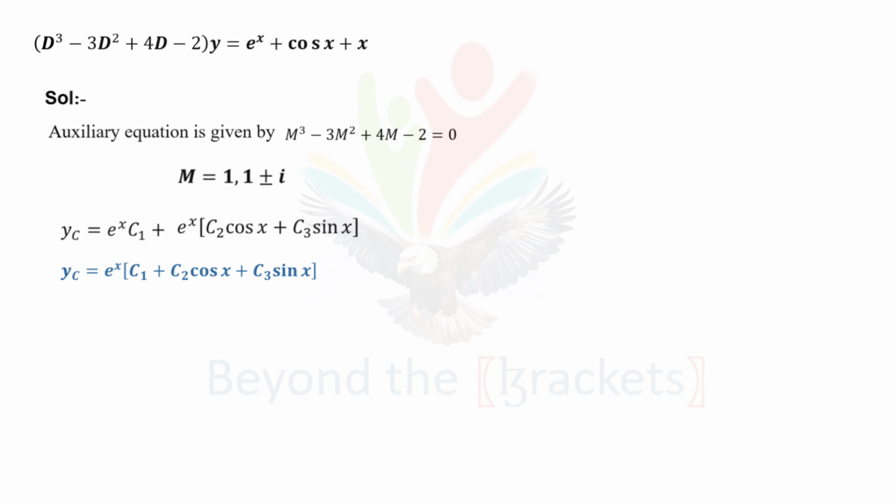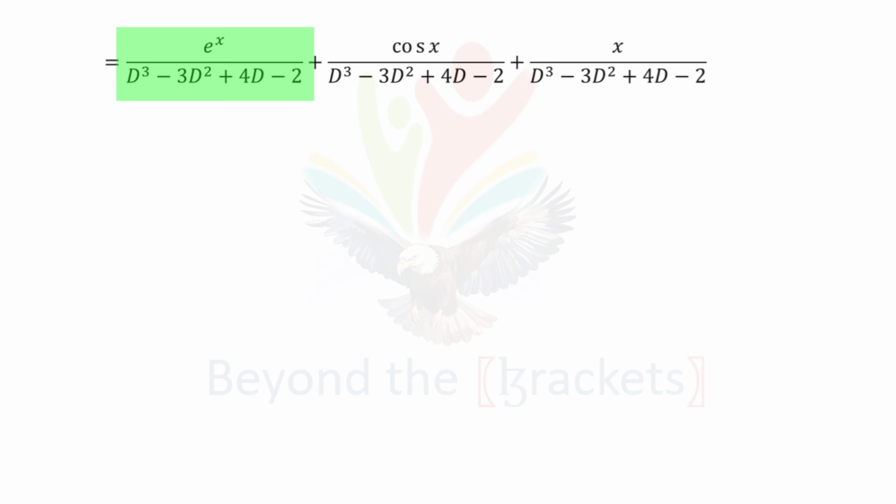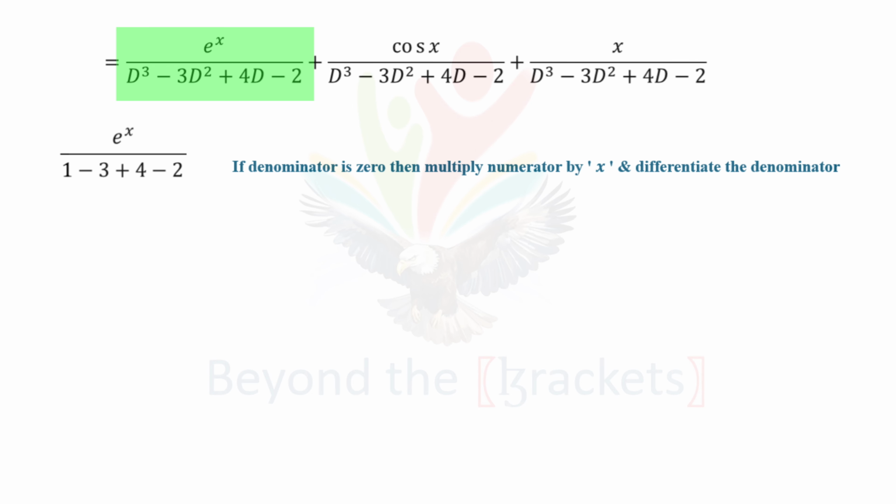To find the particular integral, we take the reciprocal of the operator form and apply it to the right hand side. The right hand side contains e power x which is type 1, cos x which is type 2 and x which is type 3. So we solve each of these terms separately. For type 1, we replace d with a, where a is the coefficient of x. Here a is equal to 1. Substituting, we get 1 minus 3 plus 4 minus 2 which is equal to 0.